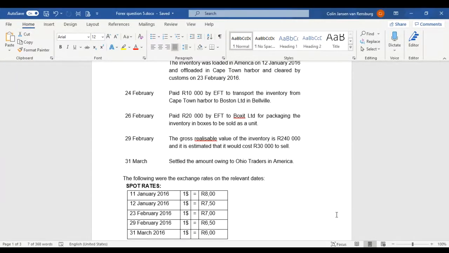Now we've calculated the net realizable value as 210,000, 240,000 less 30,000. Now we must go back to IAS 2, where they say, how should we measure our inventory at a year-end date, or when we draw up financial statements? It must be measured at the lower of cost or net realizable value. In other words, we've got to compare the two. So assuming that we had no opening inventory, right? Because we have to assume that in this question. What is the cost of our inventory at this stage?